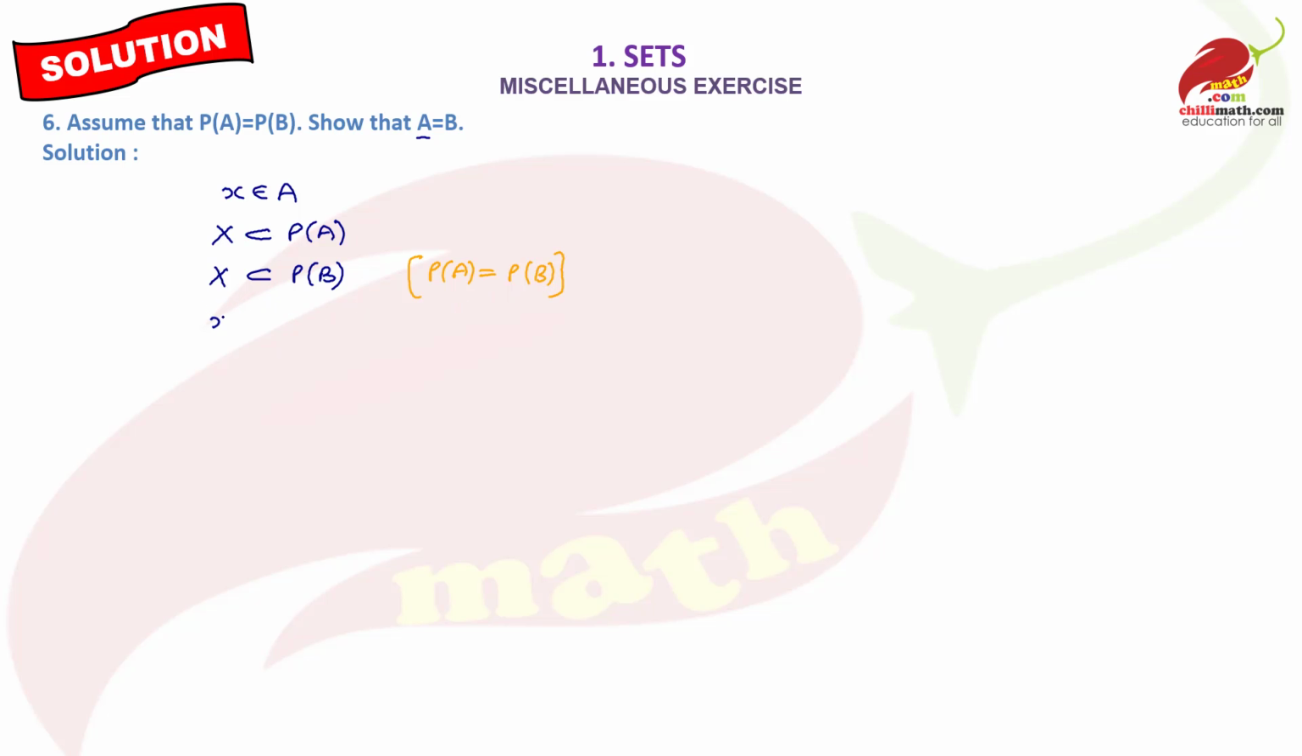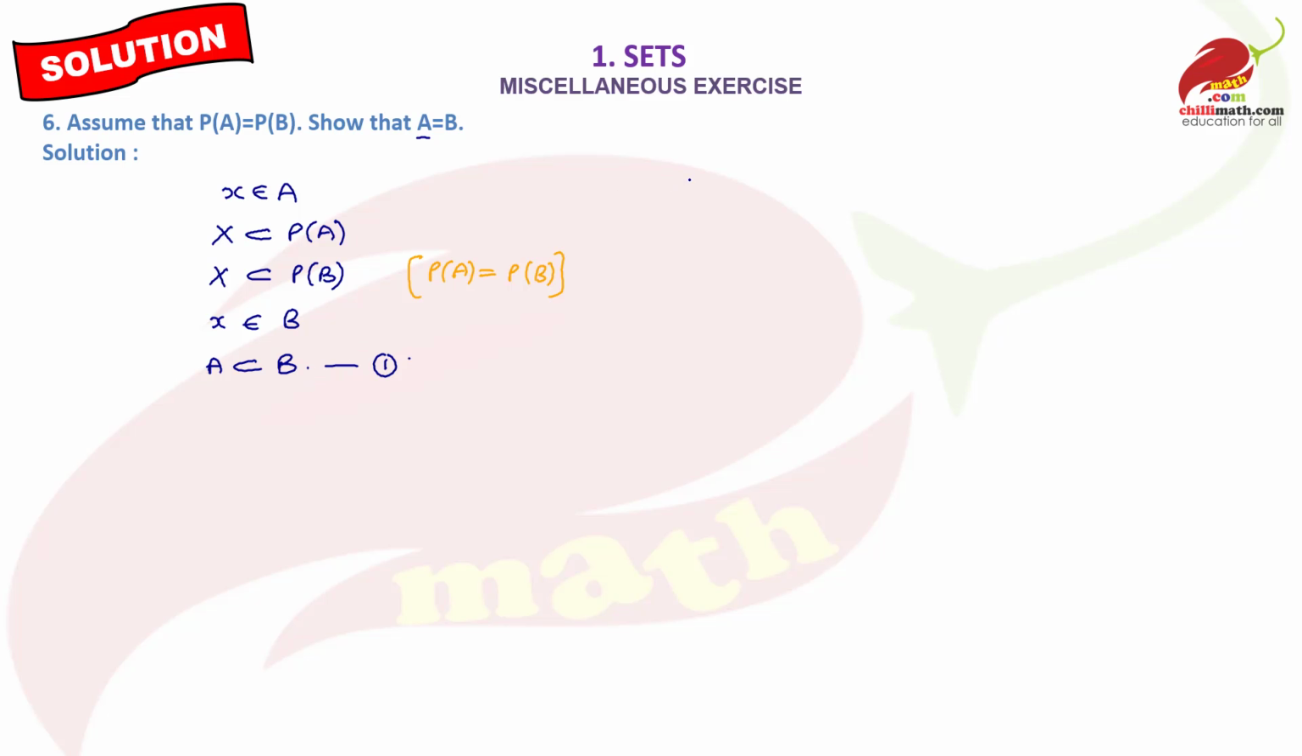So that means X belongs to PB. The elements which are there in capital X, they will belong to B. x belongs to A and x belongs to B. So therefore A is a subset of B. Let's mark this as equation number 1.